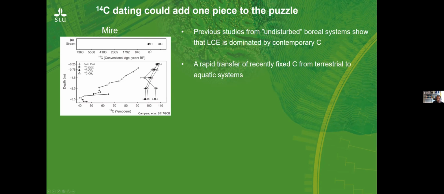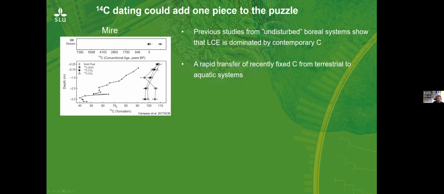And we see that all of this, related to this carbon-14 age converted into a conventional age, we see that all of it is of modern character. So it's very fresh carbon coming out in this stream. And this suggests a rapid transfer of recently fixed carbon coming from terrestrial system and reaching aquatic systems.